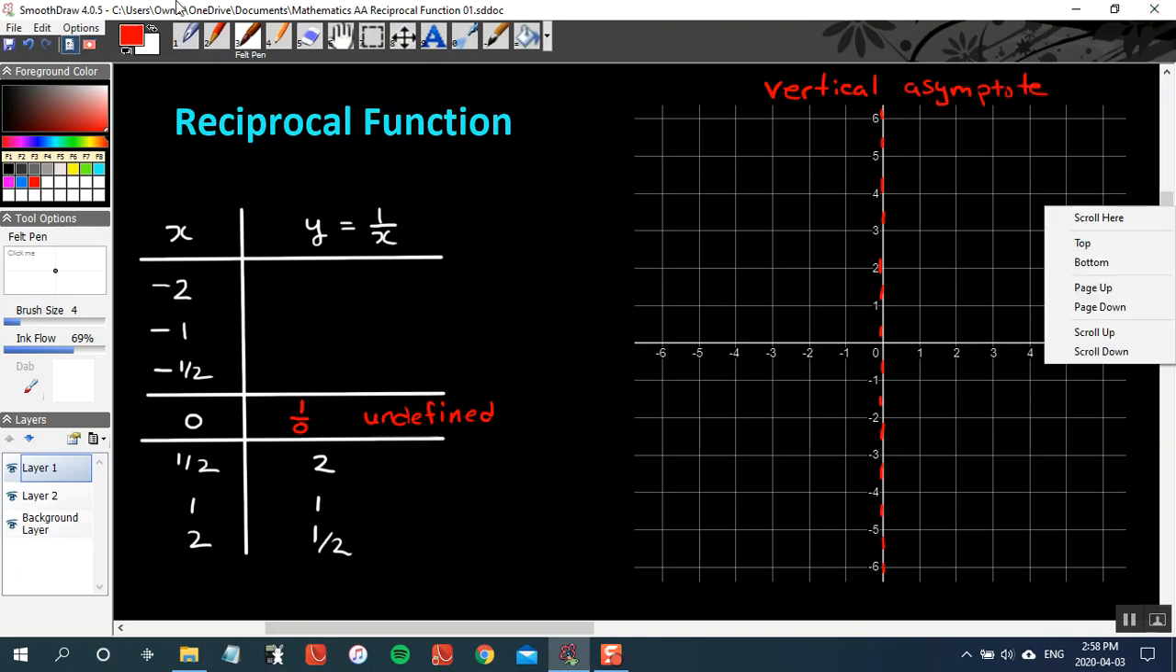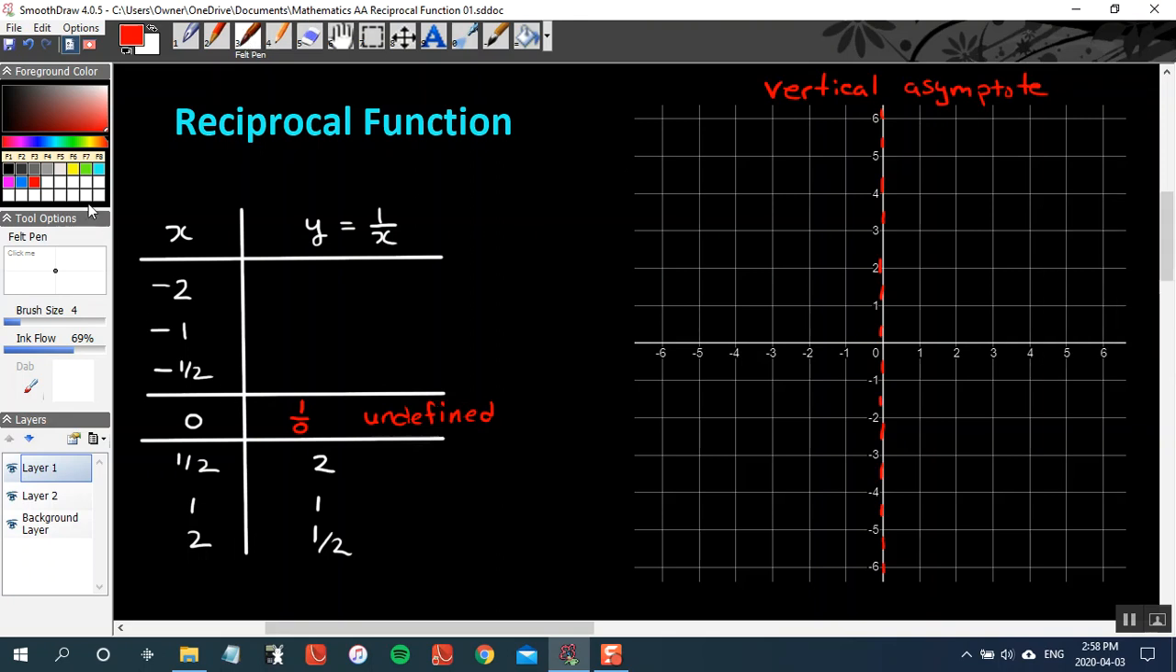Okay, so let's maybe plot those other points that we already have. 2 and 1/2. So when x is 2, y is a half. 1 and 1. And when x is a half, y is 2.